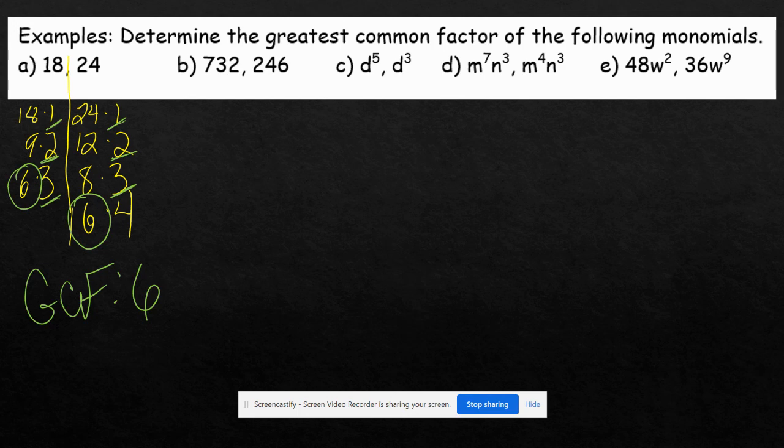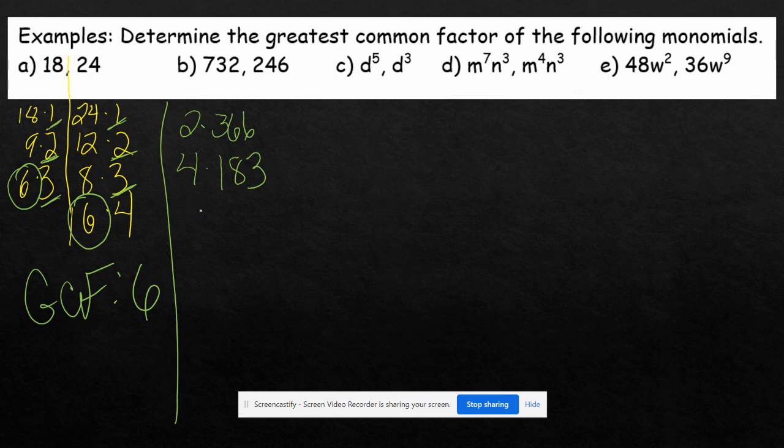732 and 246. Well, these are huge numbers, but that's okay. I'm going to start just dividing in my calculator and see what we can get. 732 is an even number, so we know we can divide by 2, and that would give us 366. I can divide by 4 and get 183.